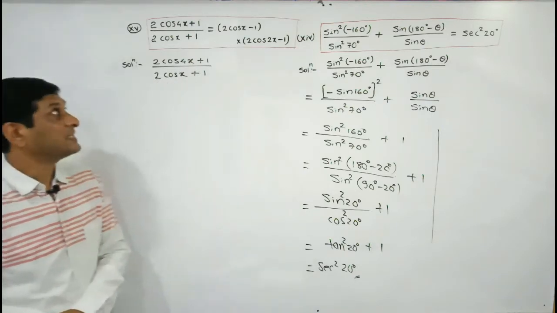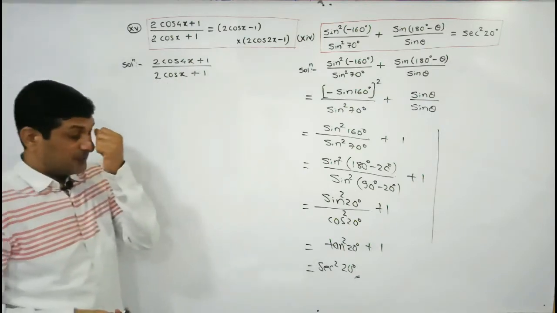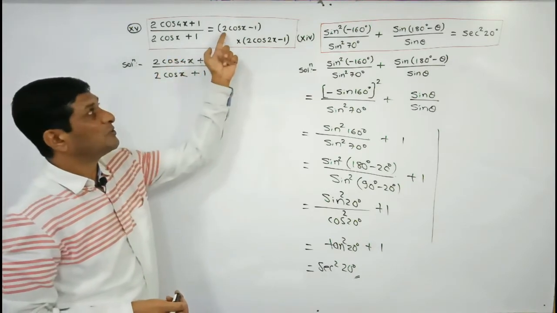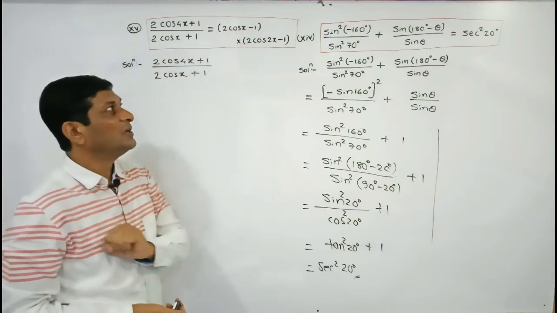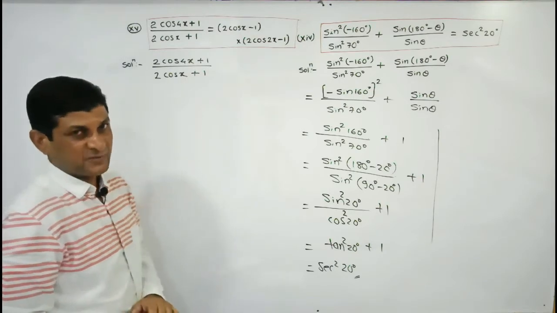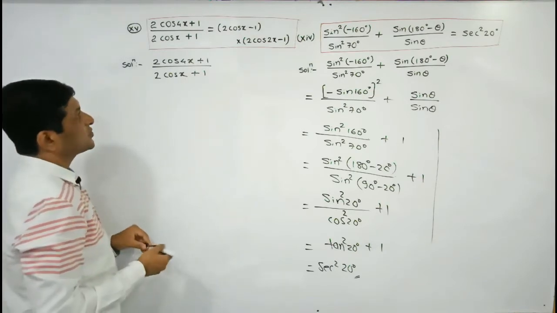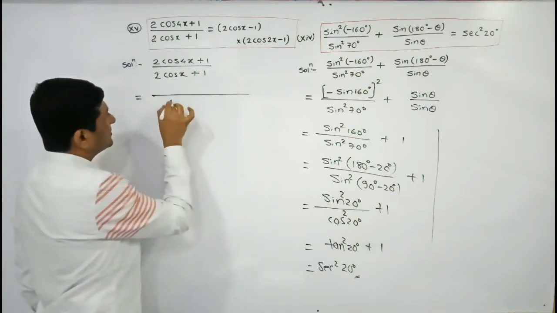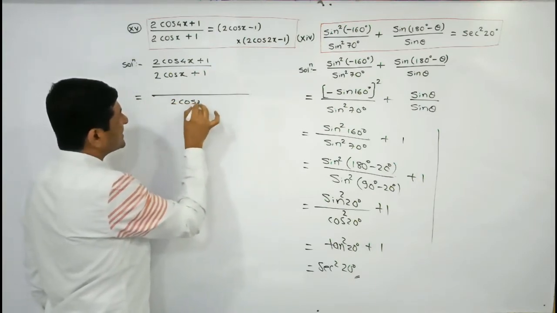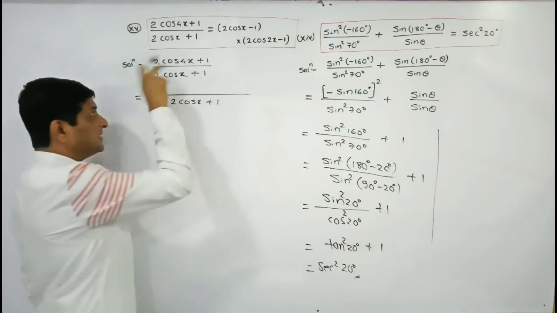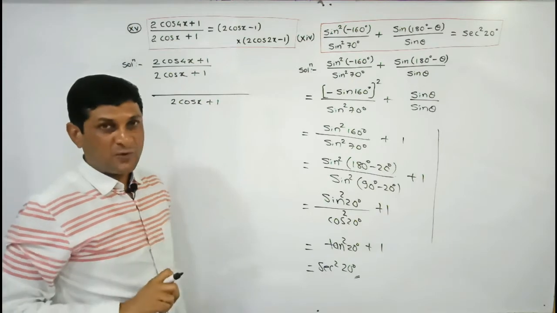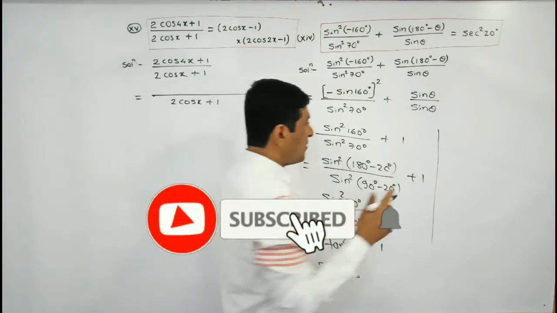Now observe the next example, example number 15. In this case, we have to prove that the division of these two terms will be equal to (2 cos x minus 1) into (2 cos 2x plus 1). So let us simplify it so that we will get our required result. In the denominator, keep 2 cos x plus 1 as it is. In the numerator, we are simplifying by applying the double angle formula of cos.